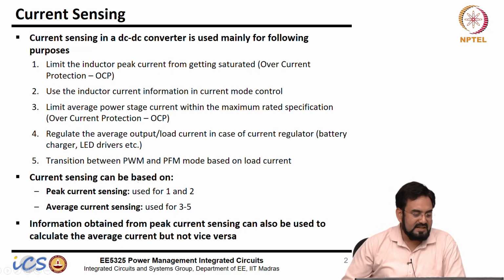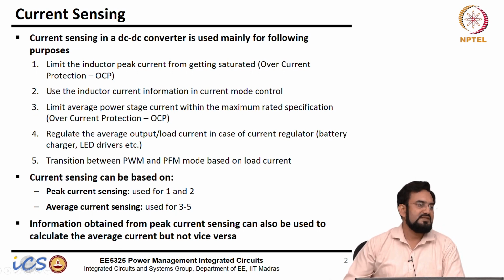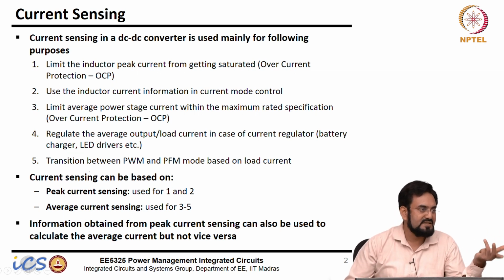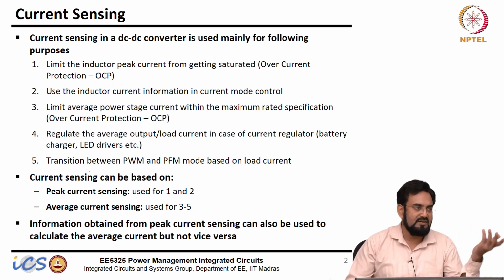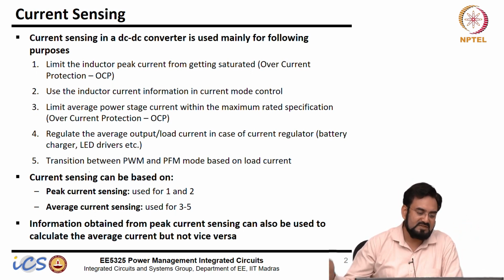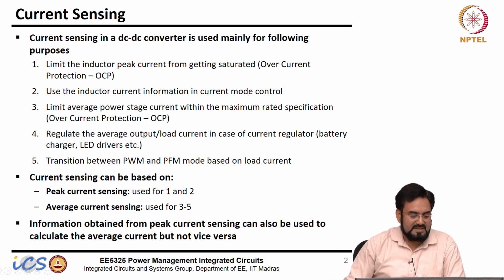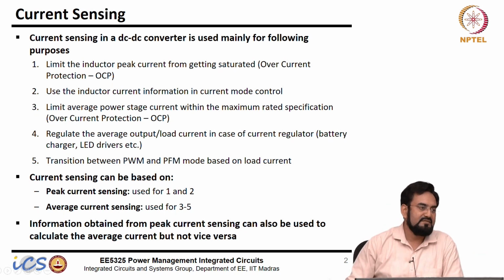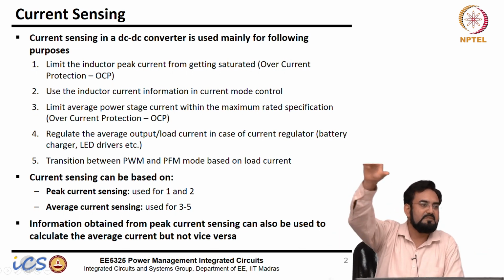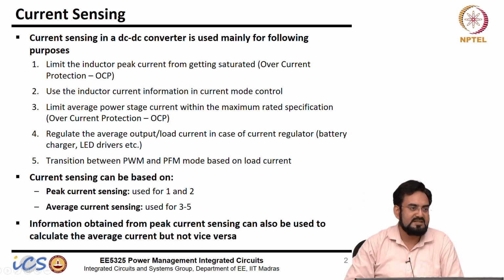Okay. So these current sensing can be based on peak current sensing or average current sensing, just like you have a peak current mode control and average current mode control. The third one is valley current, but in case of sensing we do not require valley current, because we are more interested in the peak current, because we are protecting our devices. So the information obtained from peak current sensing can also be used to calculate the average. If I know the peak current and I know the ripple, then I can calculate the average current. That is very easy.